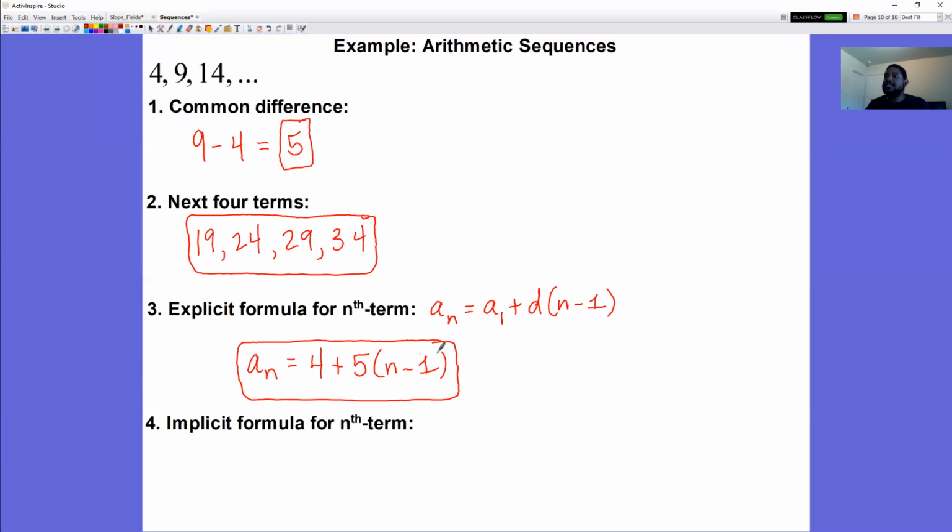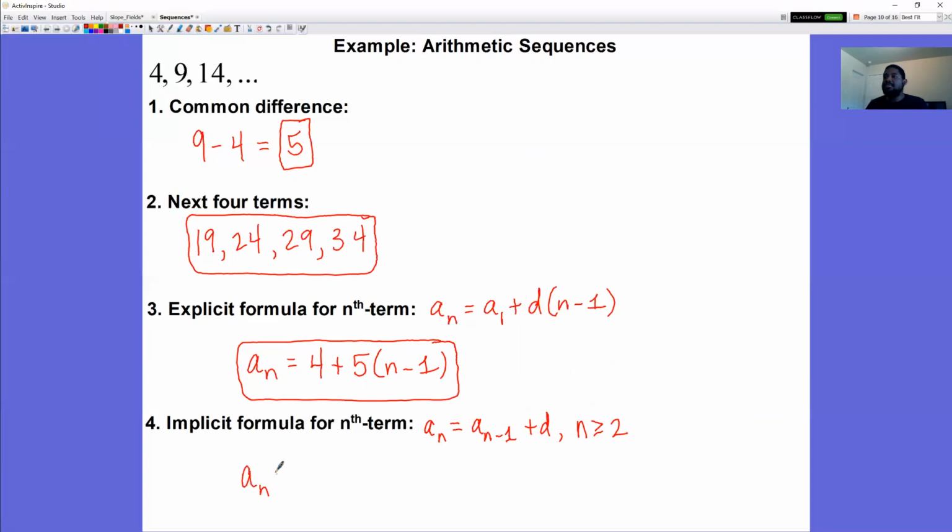Okay, and then the fourth part wants the implicit formula for the nth term. So it's a_n equals a_(n-1) plus d, but we do require that n be greater than or equal to 2, because if n is 1, that puts us at a_0, and we don't technically have a_0. And plus, that is a contradiction of the definition of arithmetic sequence or any type of sequence dealing with the domain, which is the set of natural numbers. So natural numbers starts with 1, 2, 3, 4, etc.